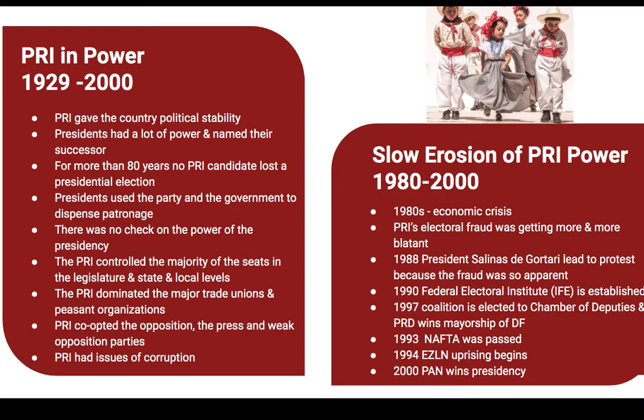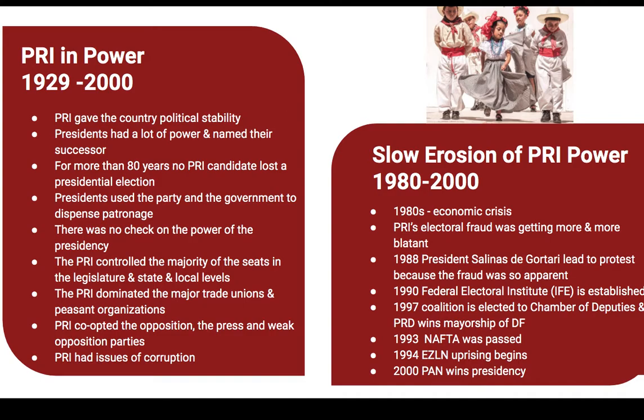And on January 1st of 1994, the EZLN, which is the National Army of Liberation named after Zapata, that's what the Z stands for. Again, Zapata, if you recall, is from the Mexican Revolution. They begin an uprising in Chiapas, in the very southern part of Mexico that's near Guatemala. And they start actually having an armed rebellion against the Mexican government, when clearly the PRI is no longer providing stability at that point, if you have an actual armed uprising happening.